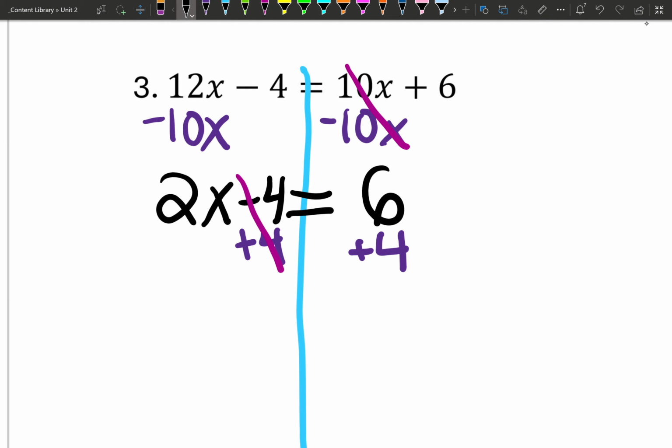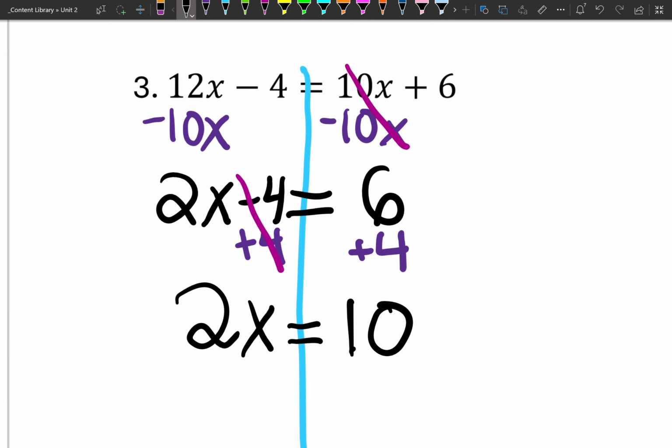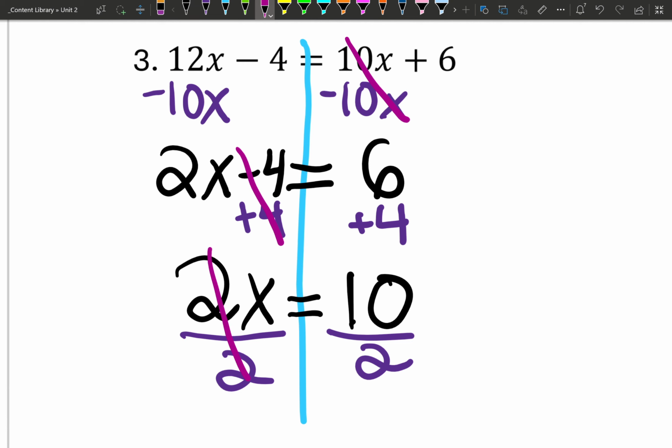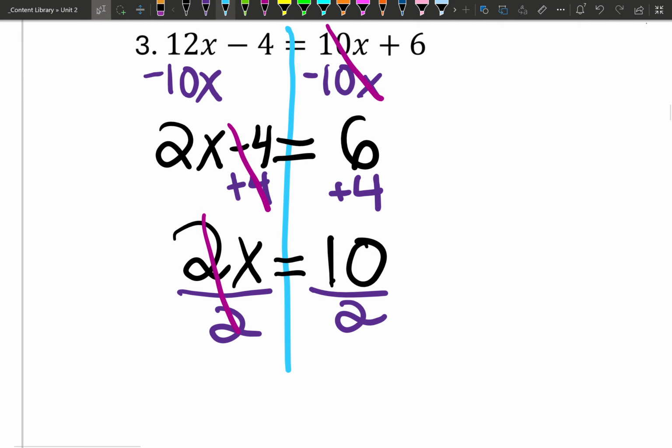On the left side, all we have remaining is 2x. And on the right, 6 plus 4 is 10. And for our last step, we're going to divide both sides by positive 2. Positive 2 divided by positive 2 is 1, which is exactly what we're looking for. So we've got x equals 10 divided by 2 is 5.